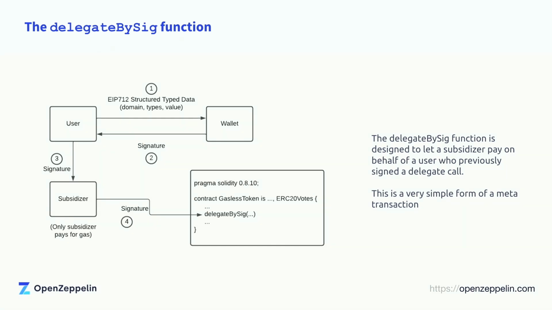Then your wallet returns just your signature, and then you give that signature to some subsidizer, and the subsidizer can post or call the delegate by sig function using the signature that you used. In this way, somebody can pay for your delegation without you worrying about gas prices or whatever.